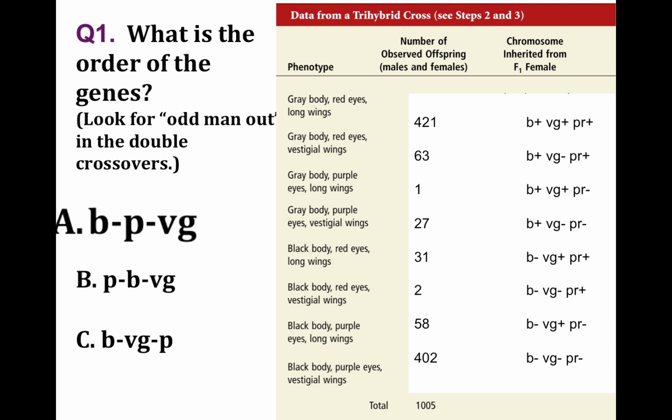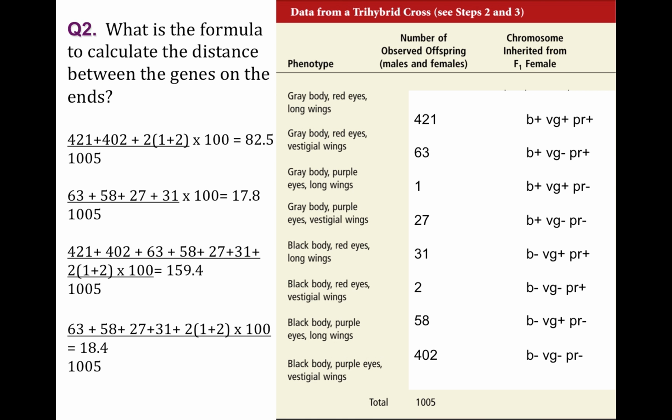Okay, so that's how to determine the order of genes. How can we calculate the distance between the genes on the ends? Well, we need to look for recombination events between the 2 genes on the end. So we would need to find a wild type allele on one end for body color and a recessive allele for vestigial wings on the other end of this large genetic locus.